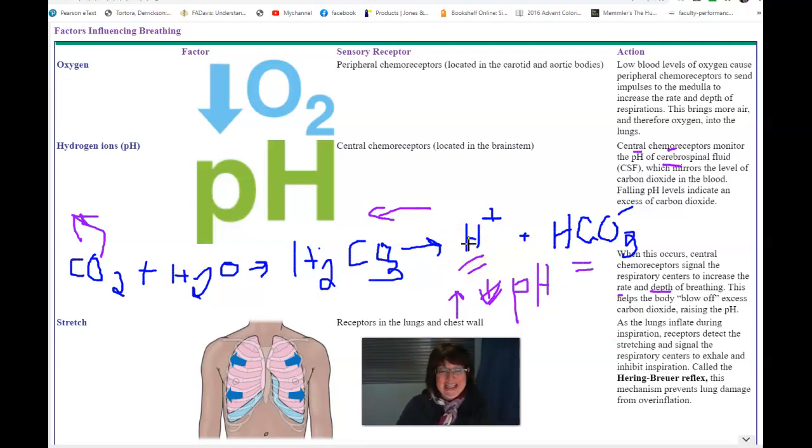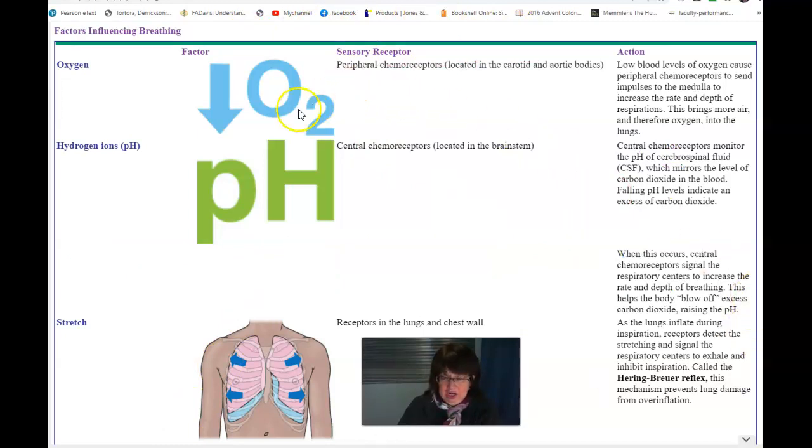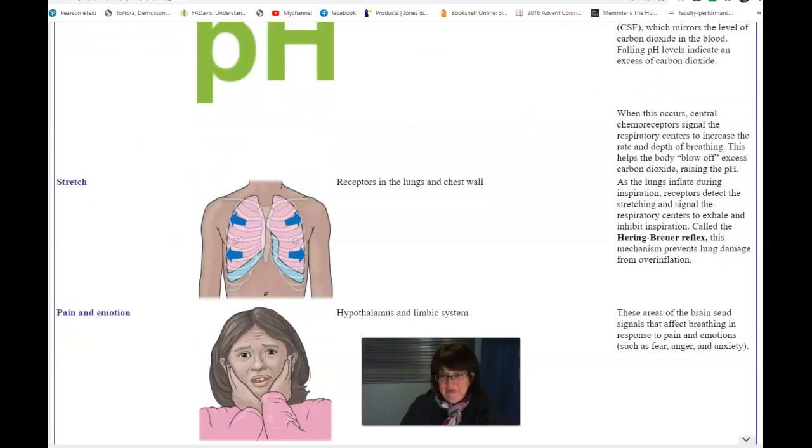Okay? So that is how your carbon dioxide levels can be detected by your chemoreceptors in your medulla oblongata or your brainstem. Good. The third type of receptor, so you've got your oxygen receptors in your carotid arteries, you've got your pH carbon dioxide receptors in your medulla and your brainstem, and then the third type of receptor is in your lung walls, which makes perfect sense that you have a stretch receptor in an area that can stretch, and you don't want it to overstretch.